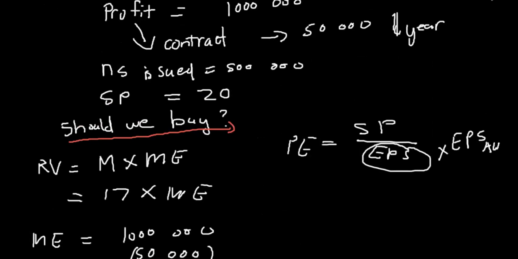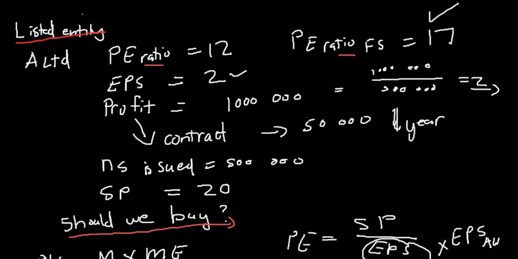Hopefully, you now have a better grasp and understanding of how to do relative valuations from the perspective of a listed entity. Now, let's look at how you do the relative valuation if the company was unlisted.